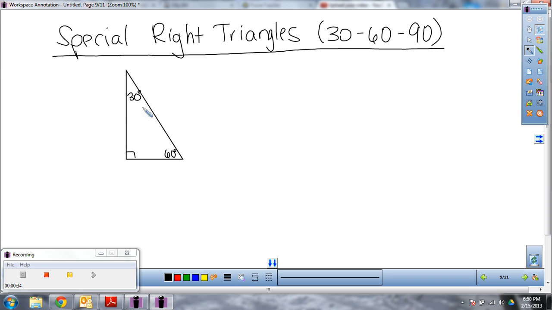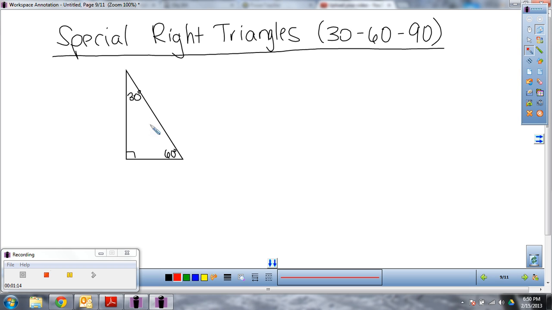We can use the angle measures to help us find the sides of the triangle. Again, this can be done using the Pythagorean theorem, but this is supposed to be a shortcut. So if you notice that it's a 30-60-90 triangle, you can use the relationship of the sides to help you find the other sides much quicker than if you would use the Pythagorean theorem.